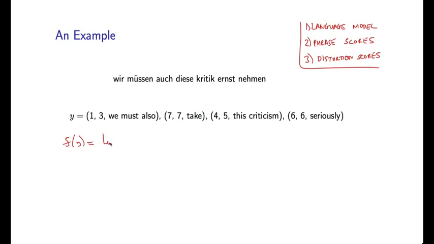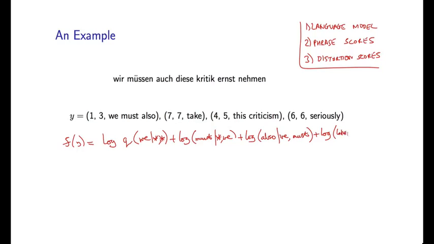So I'm going to have a sum of terms. Firstly, I'm going to have log of q of we given star star. And then I'm going to have log of must given star we, because must is the second word in this translation. And then log of also given we must. And then log of take given must also. And so on and so on.